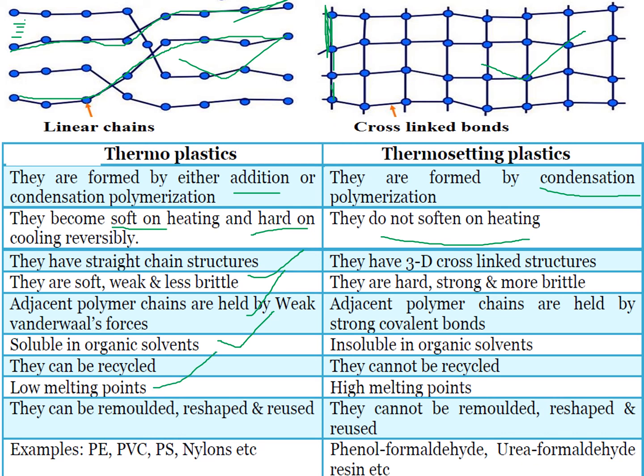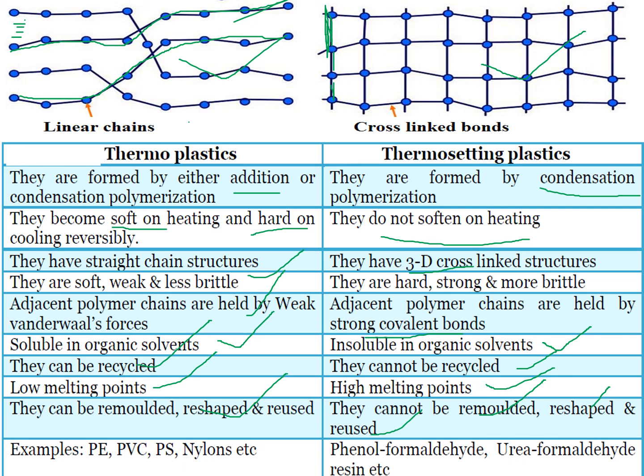If you observe the cross-linked thermosetting polymers, they have three-dimensional cross-linked bonds. They are held by strong covalent bonds. They are insoluble in organic solvents, and they have higher melting points. But thermoplastics become soft on heating. That's why thermoplastics can be recycled, remodeled, reshaped, and reused, but thermosetting cannot be recycled. They cannot be remolded, reshaped, or reused. These are the differences between thermoplastics and thermosettings.